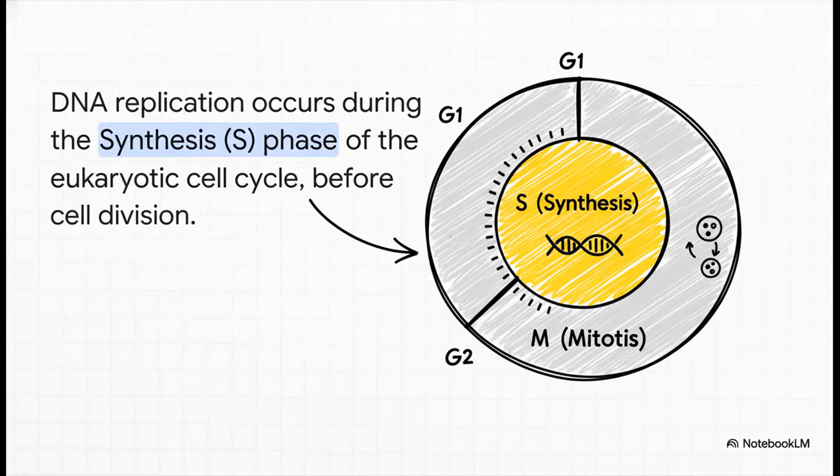Now, this isn't happening randomly. The cell is incredibly smart about timing. DNA replication only happens during a specific window in the cell's life called the S phase or synthesis phase. This timing makes sure that by the time a cell is ready to divide, it has a complete extra set of instructions ready to pass on.